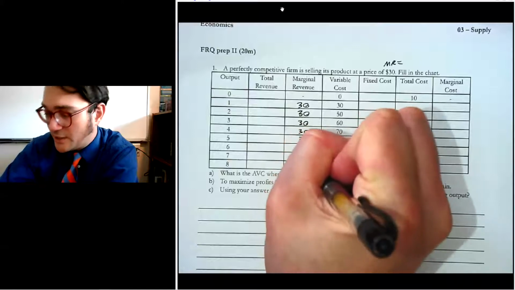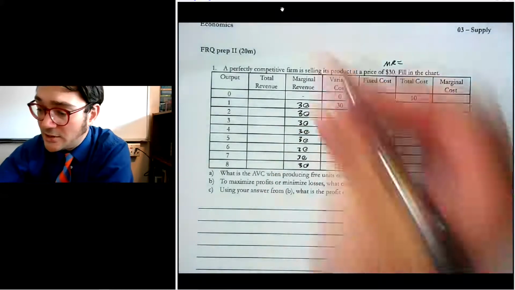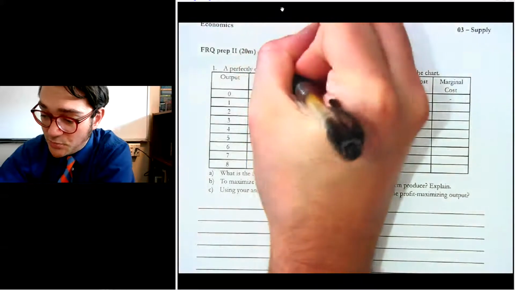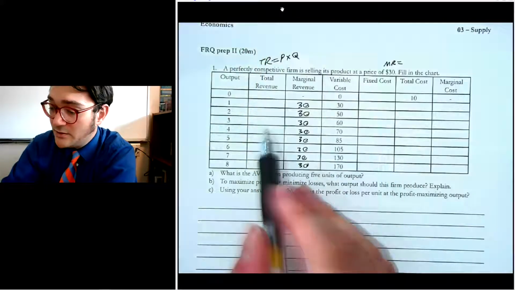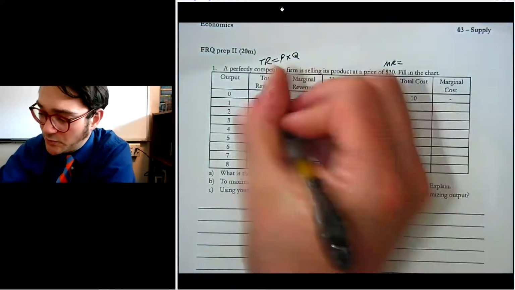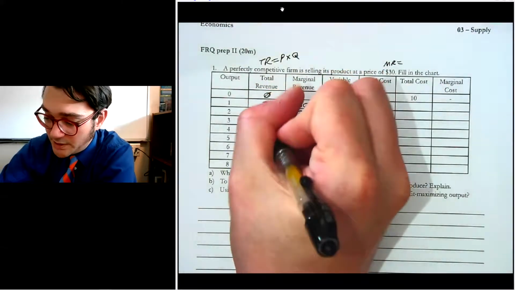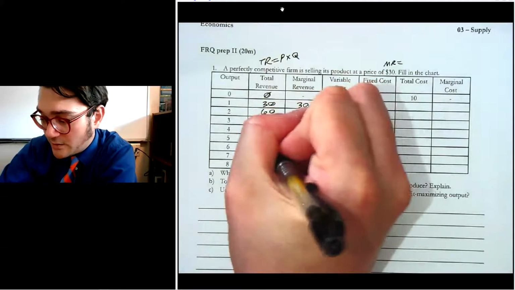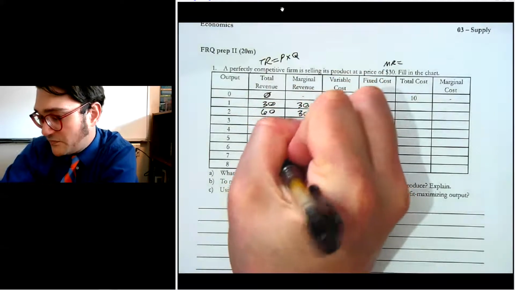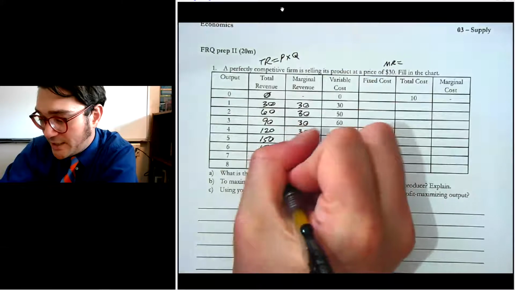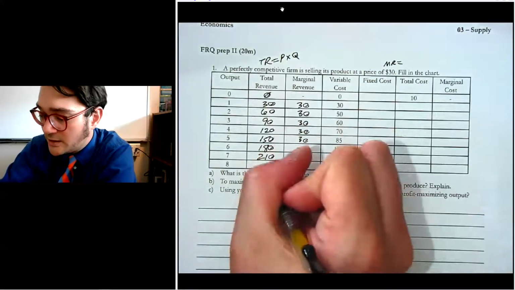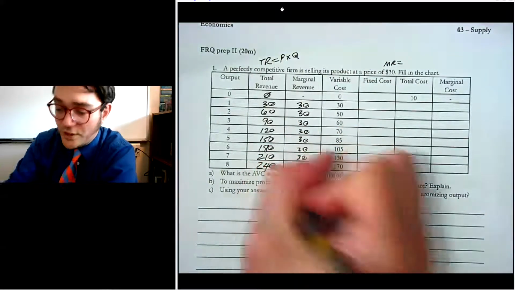Now, total revenue we know is calculated as TR equals price times the quantity. So they're selling 0 in this one, so there's no total revenue, 0. 1 times 30 is 30. 2 times 30 is 60, 90, 120, 150. 6 times 30 is 180. 7 times 30 is 210, and 240.